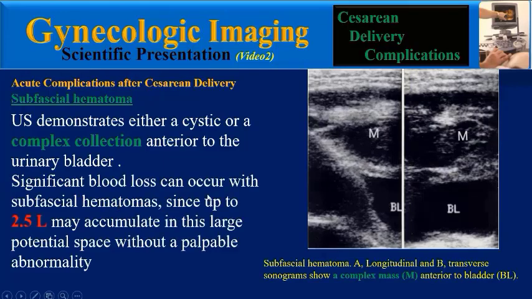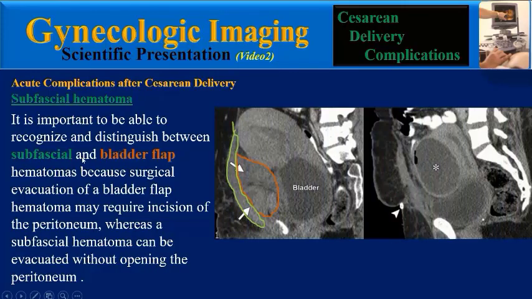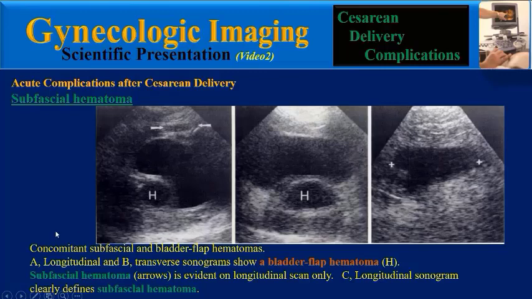Significant blood loss can occur with subfascial hematomas, since up to 2.5 liters may accumulate in this large potential space without palpable abnormality. It's important to be able to recognize and distinguish between subfascial and bladder flap hematomas, because surgical evacuation of a bladder flap hematoma may require incision of the peritoneum, whereas a subfascial hematoma can be evacuated without opening the peritoneum. In this patient, we can see concomitant subfascial and bladder flap hematomas.